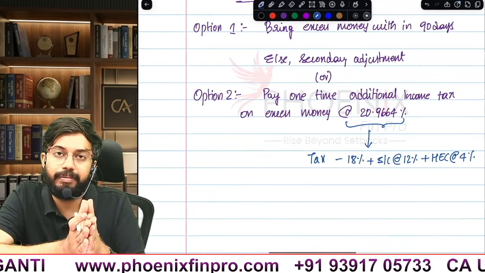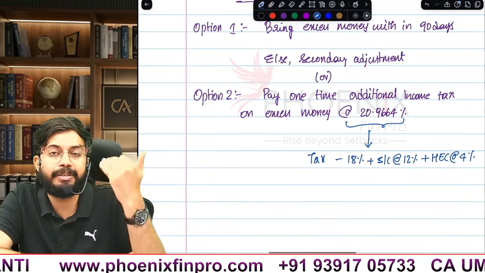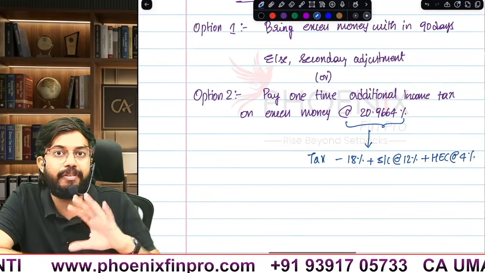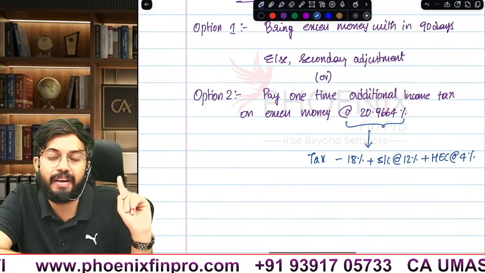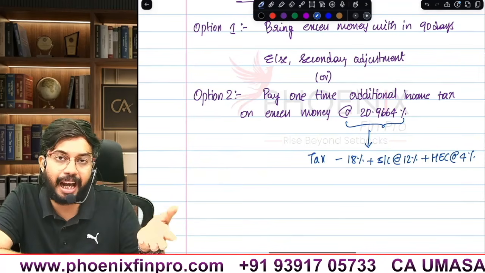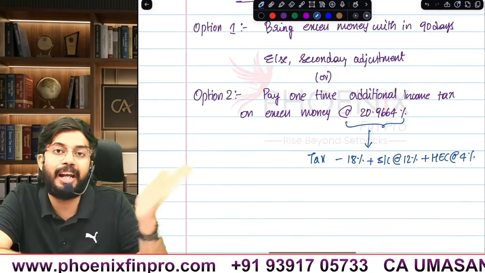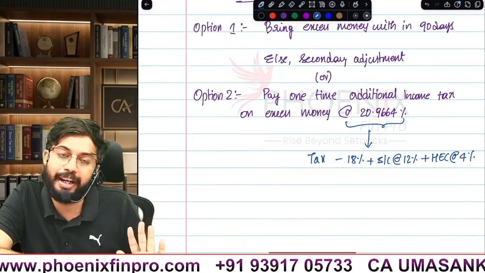So very simple. Whenever primary adjustment happens, if primary adjustment is more than 1 crore, you are left with two options. First option, repatriate excess money to India within 90 days from the ITR due date. Else, interest income will be calculated. Interest income will be calculated from the ITR due date until the time you bring back excess money to India.